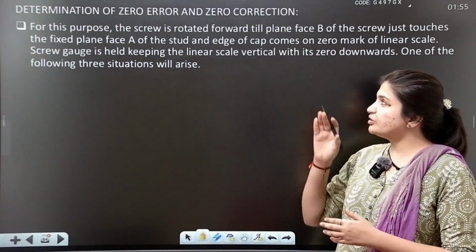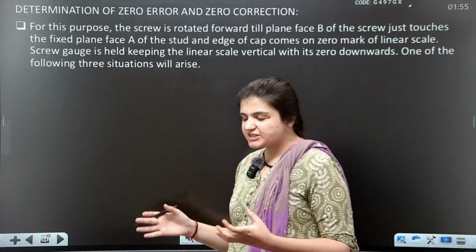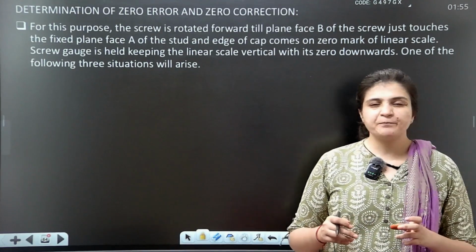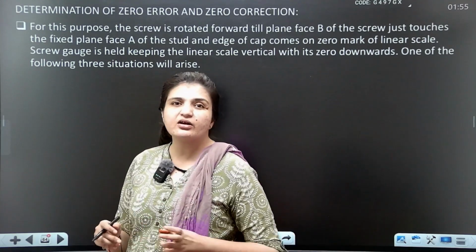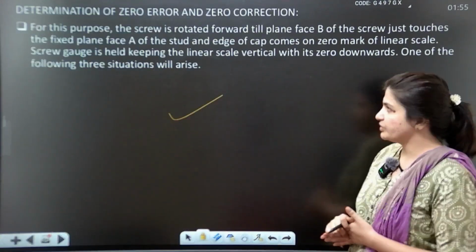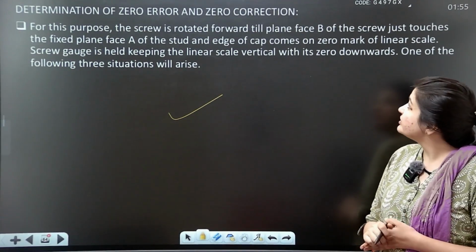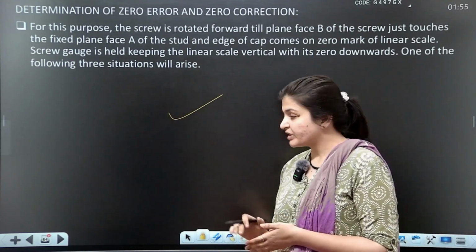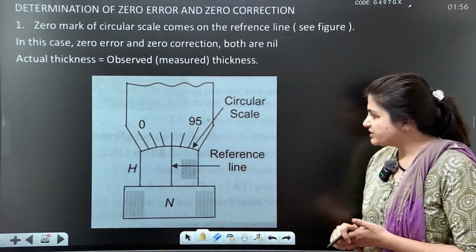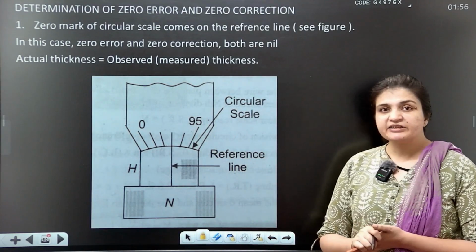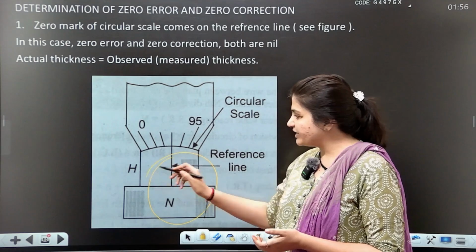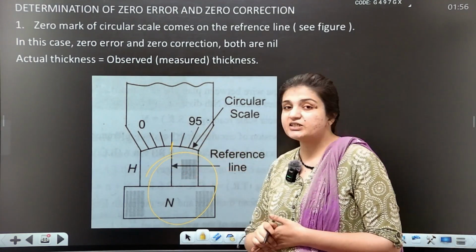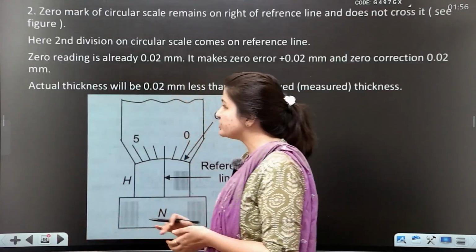Then determination of zero error and zero correction. Just like in the vernier caliper, where we check whether the zeros coincide with the zero of the main scale to find whether there is a zero error or not, we do similarly in the screw gauge. The screw is rotated forward till the face of the first plane coincides with the face of the second plane. Here we have two scales, the vernier scale and the main scale. If the zero coincides with the zero of the main scale, we say that there is no zero error.